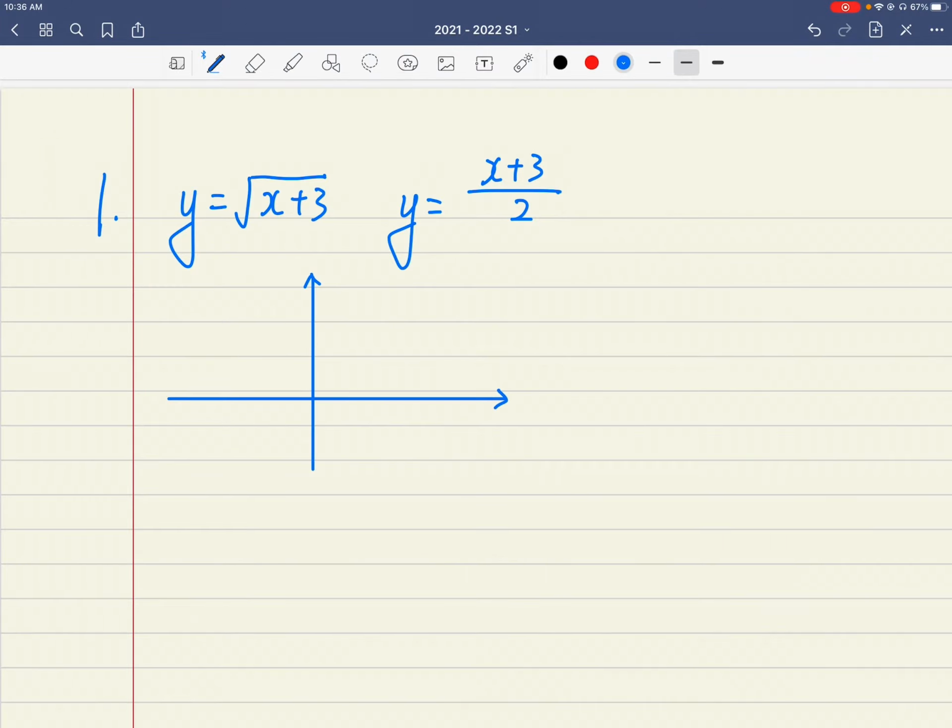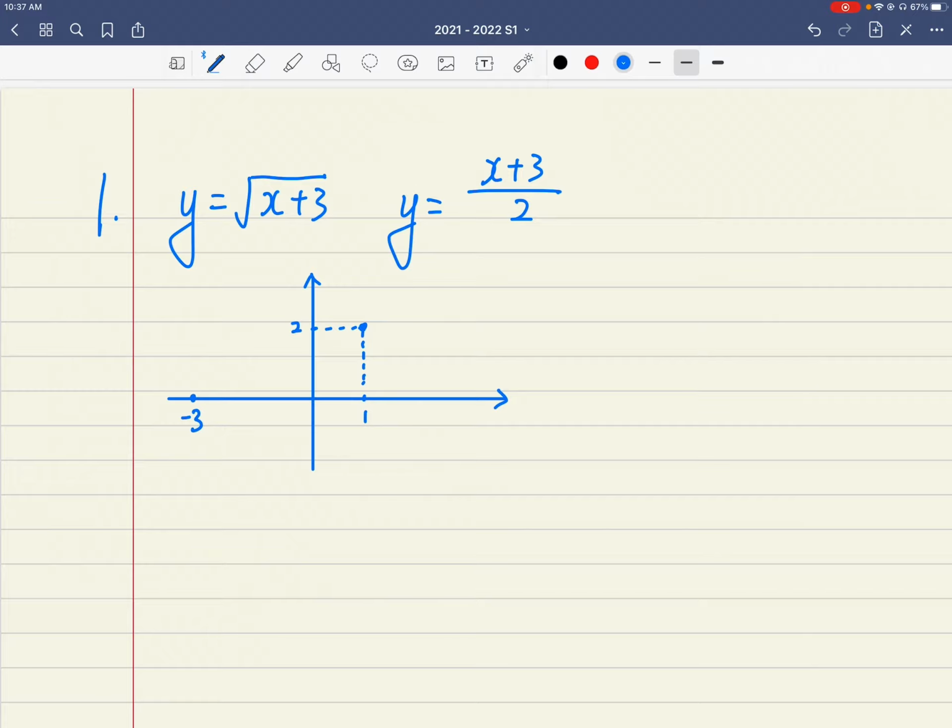You can see these two functions meet at two points. The first point they meet is negative 3, 0, because if x is negative 3, this part is 0. So that's the first point they meet. The second point they meet is 1, 2, again because when x is 1, y is the square root of 4.